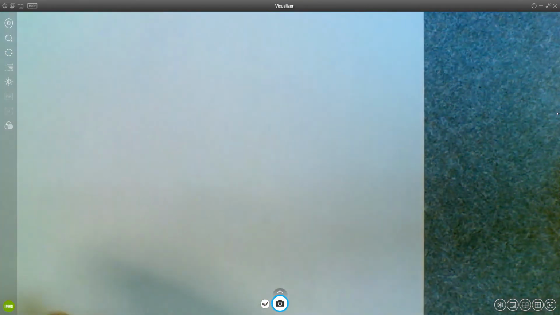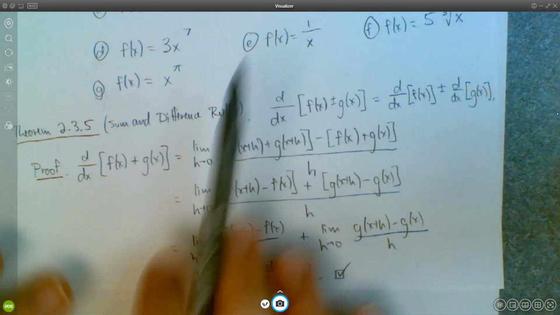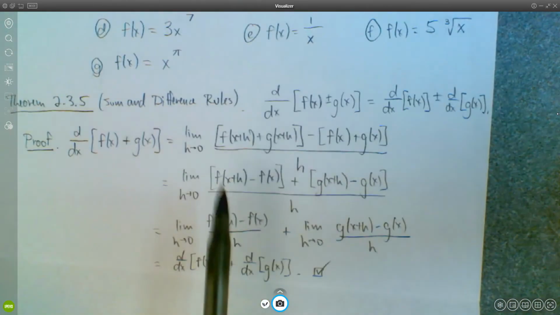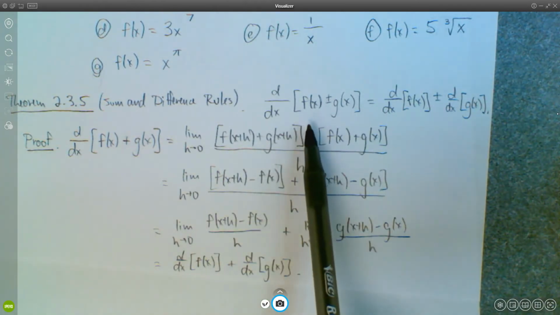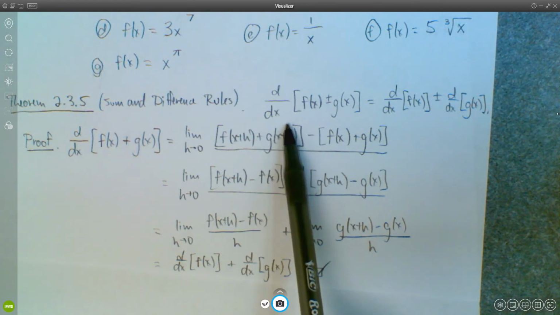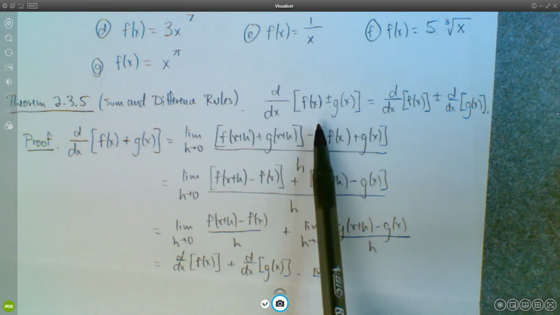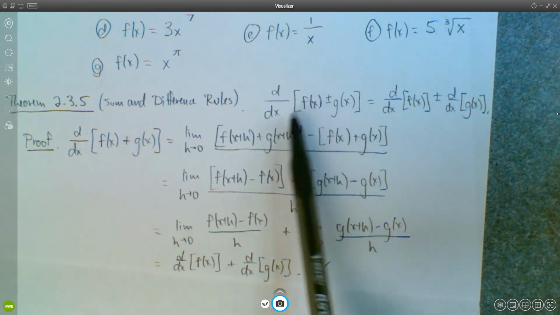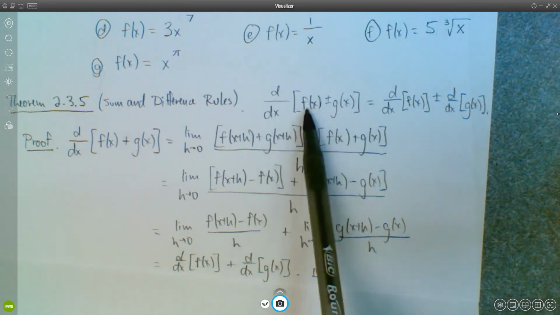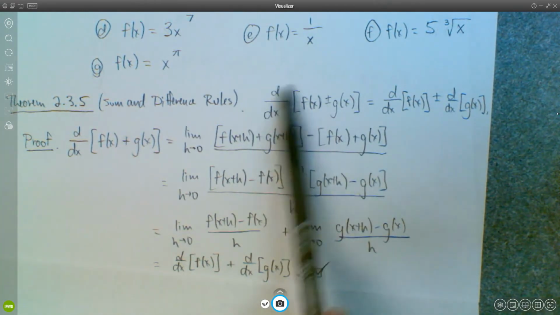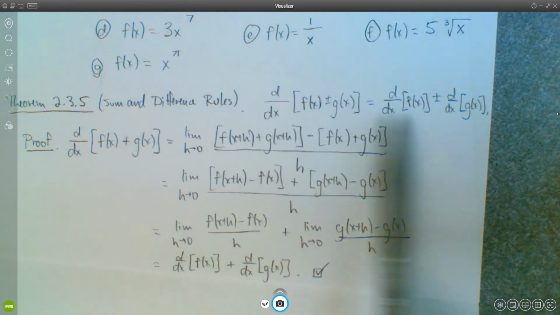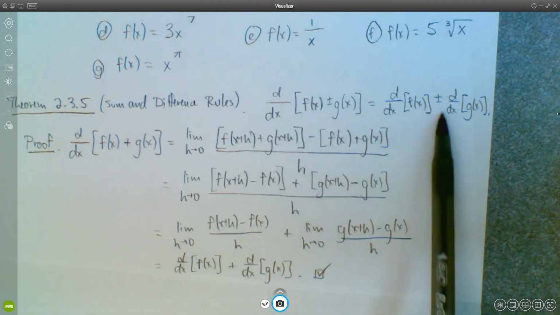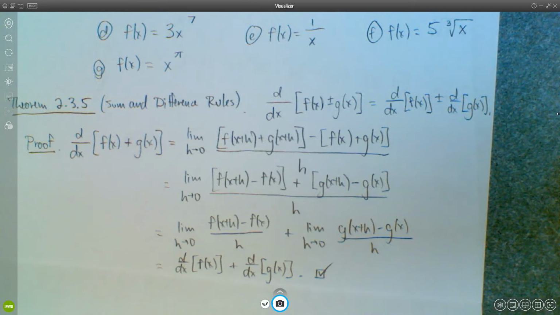Okay. So let me give you another rule that also comes in handy. This is called the sum and difference rules. Okay? So what the sum and difference rules tell us is that you can distribute the derivative across additions and subtractions. So if you have some function f of x plus g of x, or f of x minus g of x, and you want to take the derivative of it, well, you can just take the derivative of each individual component and then add them up, or subtract them, as the case may be.